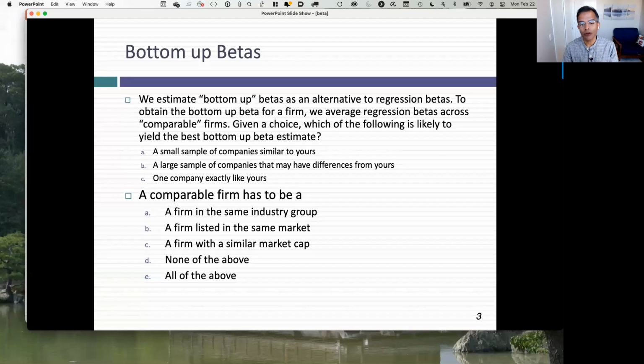What I'm trying to say is when you try to find a bottom-up beta, don't get too caught up in finding companies just like yours with the same market cap, because you're going to end up with 3 companies rather than 30. And I'd rather end up with 30. I'm actually giving you an invitation to be sloppy. Be sloppy, get a lot of companies, let the law of large numbers work in your favor. And that'll mean that when you look at comparable companies, you have to define comparable fairly broadly.